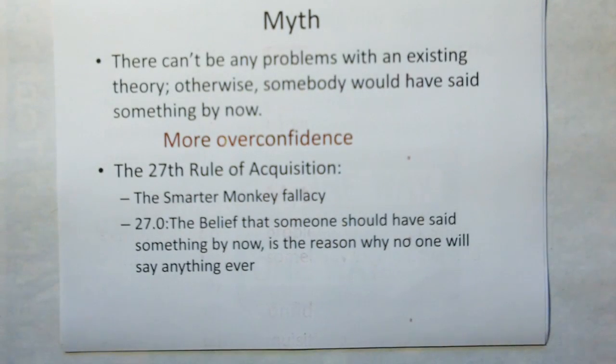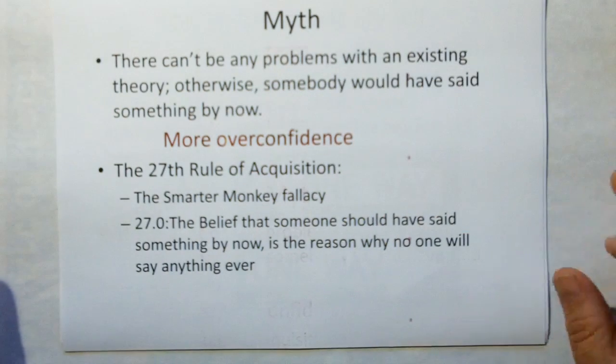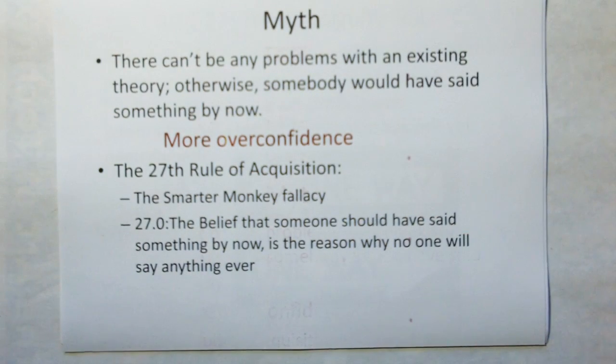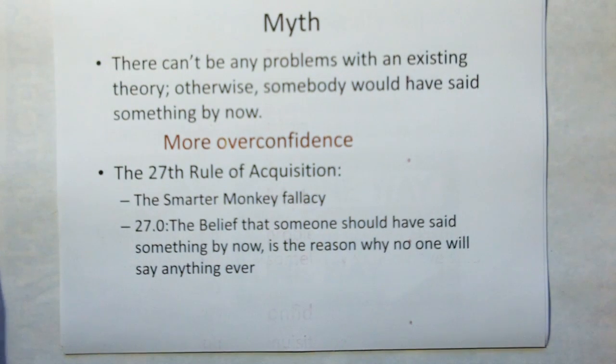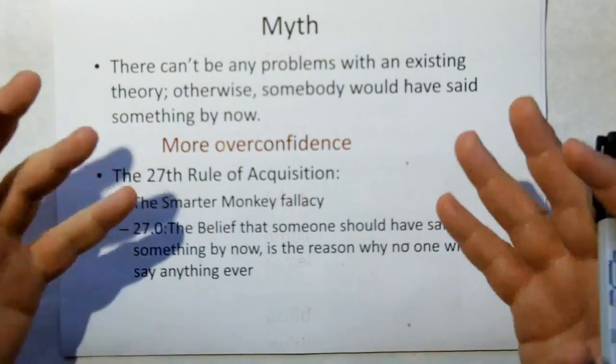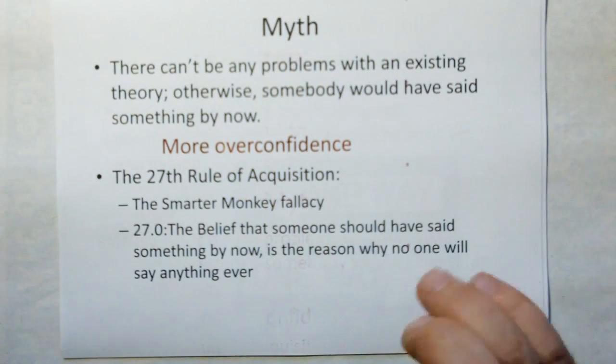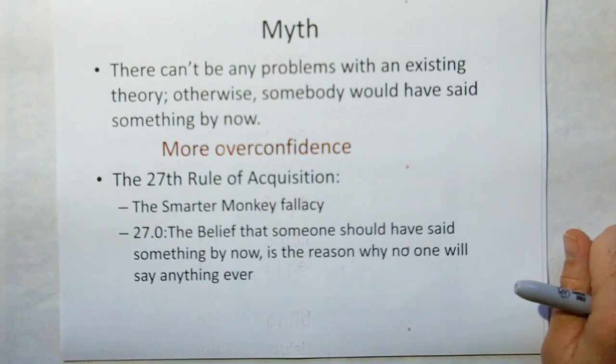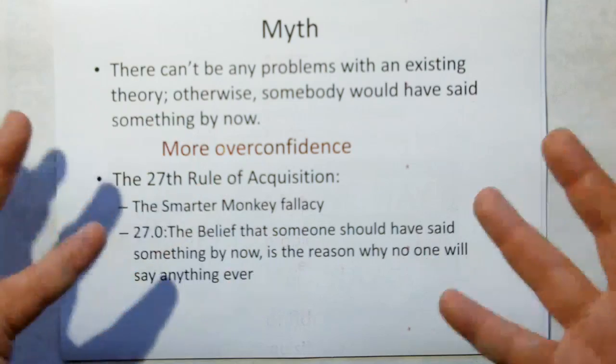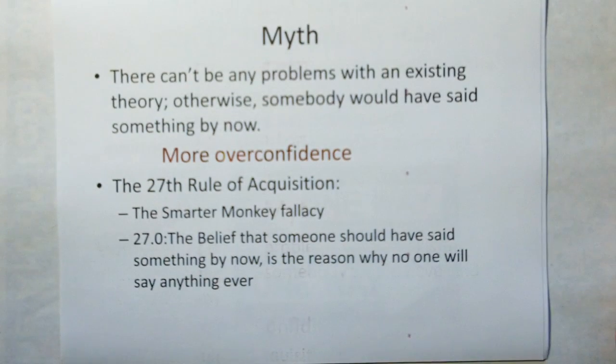And there's a lot of people out there that, when I come to them and say, well, I think I found a problem, say, well, how could there be a problem with existing theory? If there was, somebody would have said something by now. This is arrogant overconfidence. Because think about it. If you're a trained scientist and you come up with, let's say, a problem with relativity, what's the first thing you're going to say? You're going to say, well, it can't be a problem with relativity, because somebody smarter than me would have seen something by now. And so you're not going to say anything.